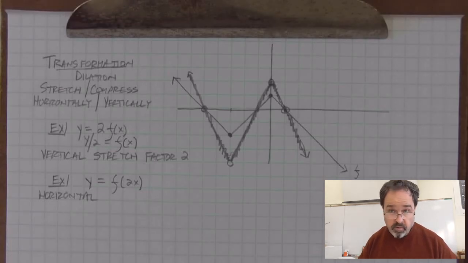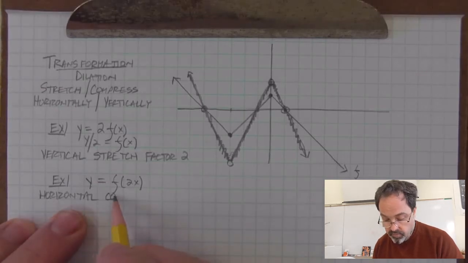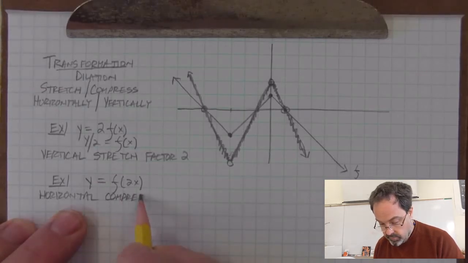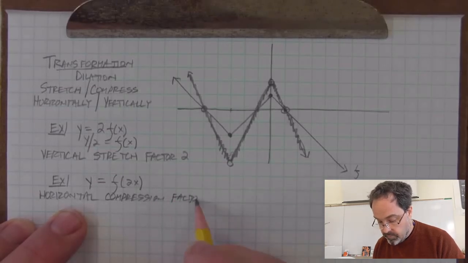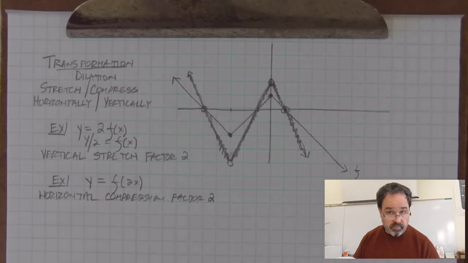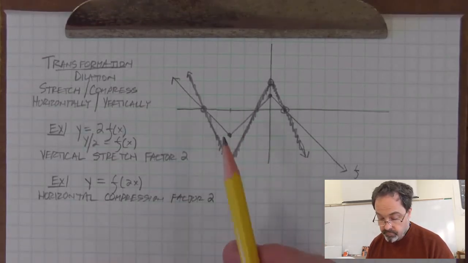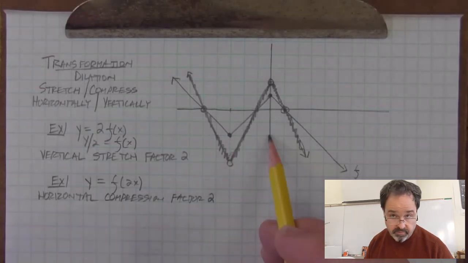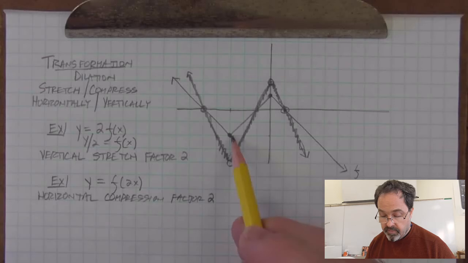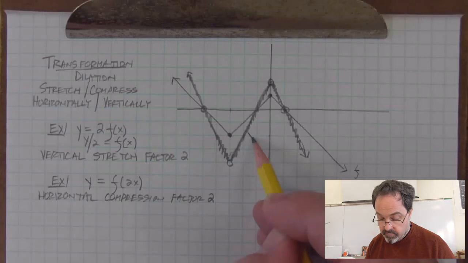Horizontal distances are going to be halved. This is a horizontal compression, factor 2. What does it look like? Well, let's think of horizontal distances. This point right here has a horizontal distance of 3. It's in the negative direction. But if its horizontal distance is going to be halved, it's going to get closer to the y-axis.